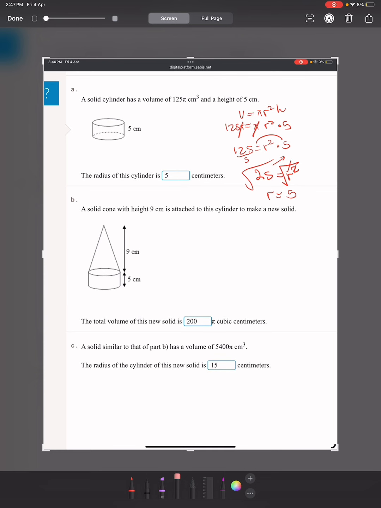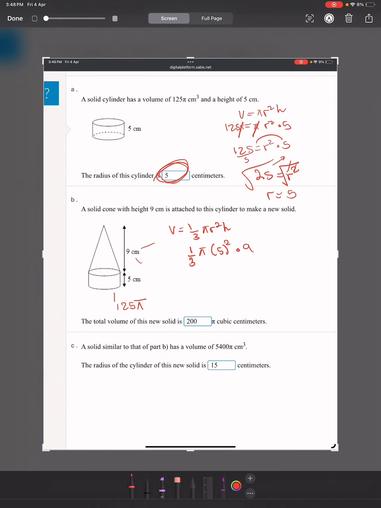So basically you're gonna find the volume of this and just add them. We already have the volume of the cylinder, which is 125 pi. We just need to find the volume of the cone. Volume of a cone is 1 over 3 pi r squared h. So 1 over 3 pi r, the radius is gonna be 5. We found the radius. The radius here is gonna be the same for the radius of the cone. That's gonna be 5 squared multiplied by the height, which is 9.